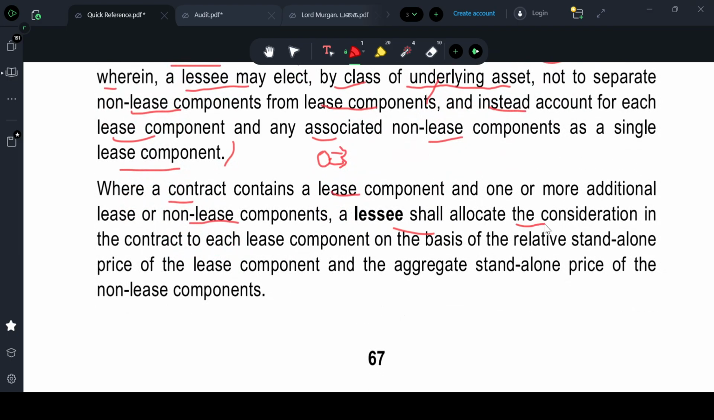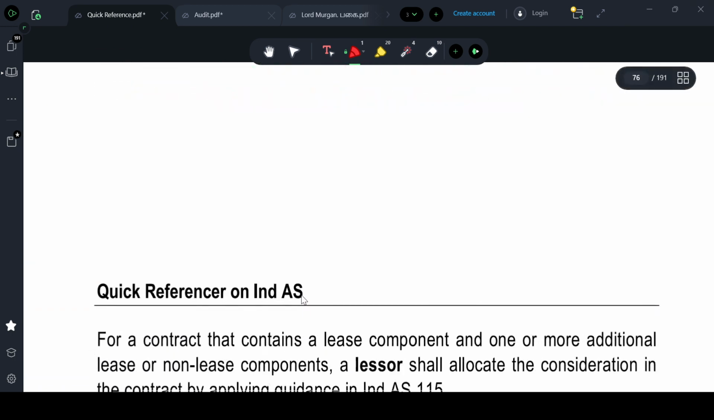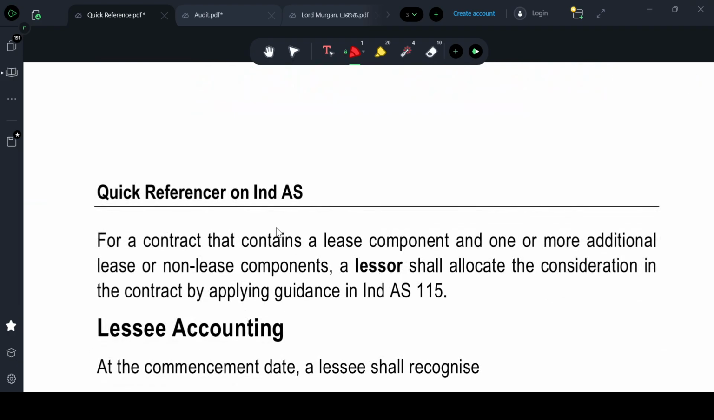A lessee shall allocate the consideration in the contract to each lease component on the basis of the relative standalone price of the lease component and the aggregate standalone price of the non-lease components. So for the lease, what is the price? And for the non-lease, what is the price? You should identify both prices before doing the contract. That's very important.